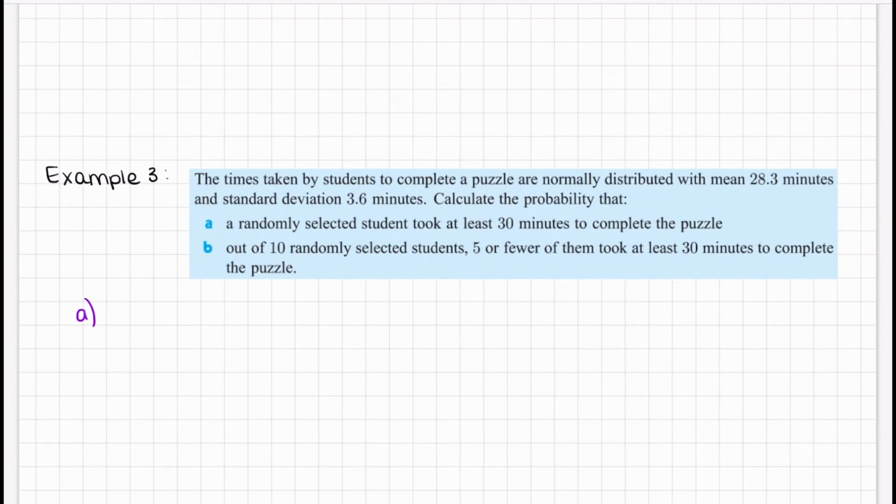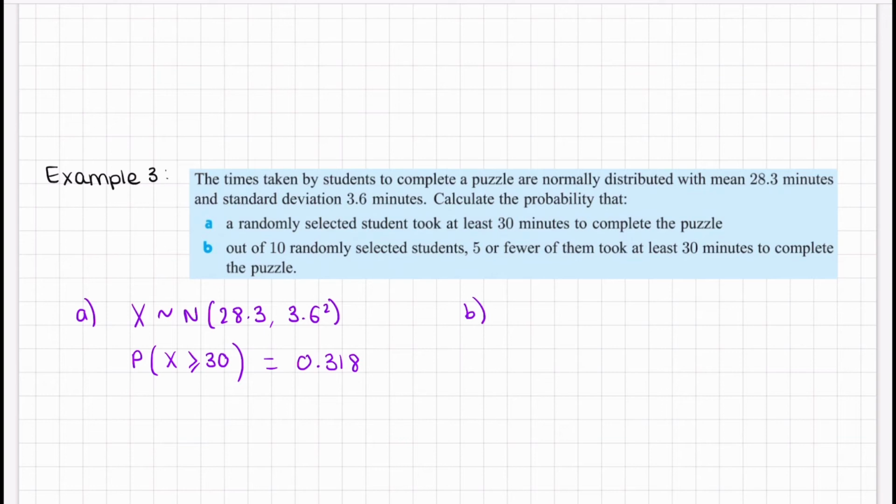So we need to do our normal distribution. We have our variable x, normal distribution. Our mean is 28.3 and the standard deviation is 3.6. We want to calculate the probability that a randomly selected student took at least 30 minutes to complete the puzzle. So we want the probability that x is greater than or equal to 30, because that's how we represent at least 30 minutes. Put that information into your calculator just as we've done before, and you should get 0.318.